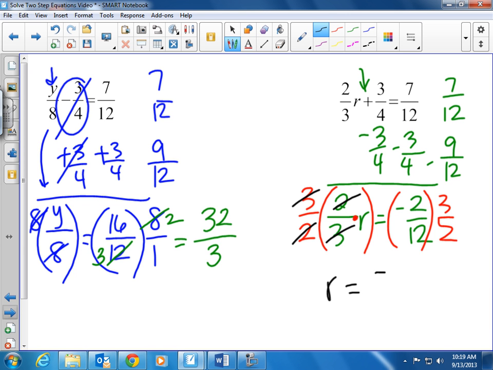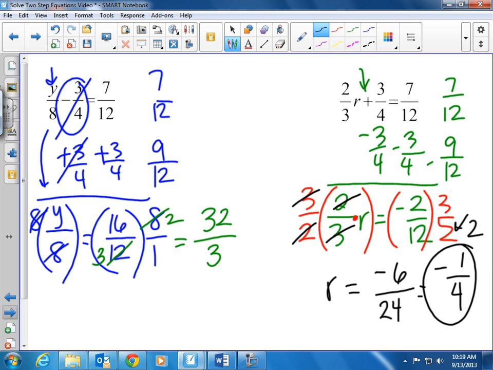Negative 2 times 3 gives me negative 6, and 12 times 2 gives me 24. Now I want to reduce or simplify that a little bit by a factor of 6, so I'm left with negative 1/4 as my value for r. Plug that in, check it to make sure that it is correct.